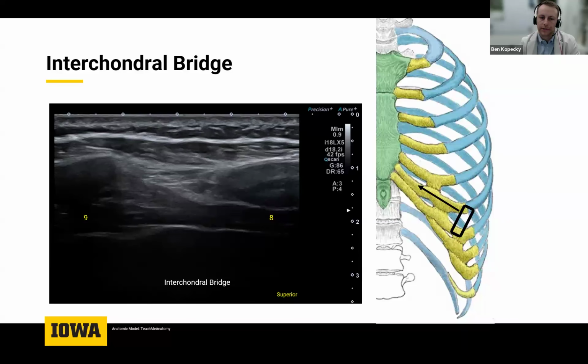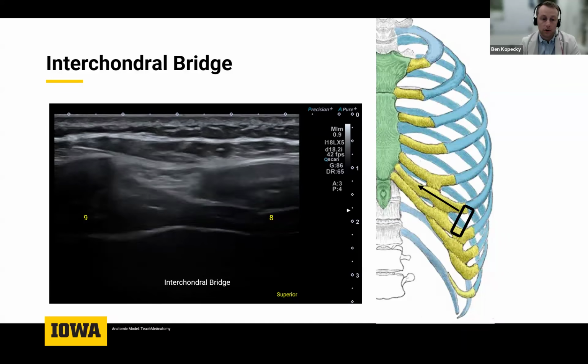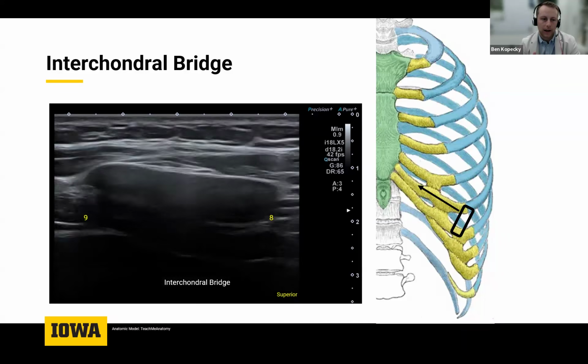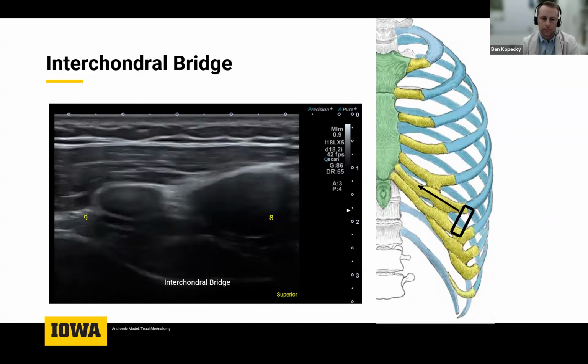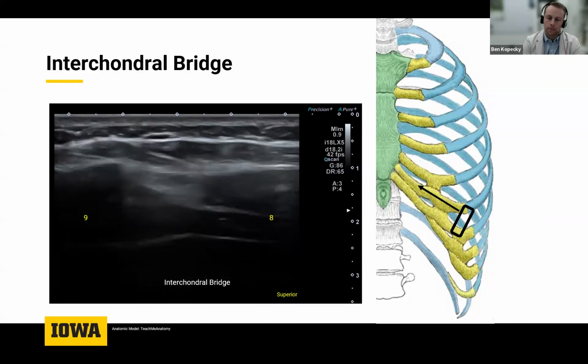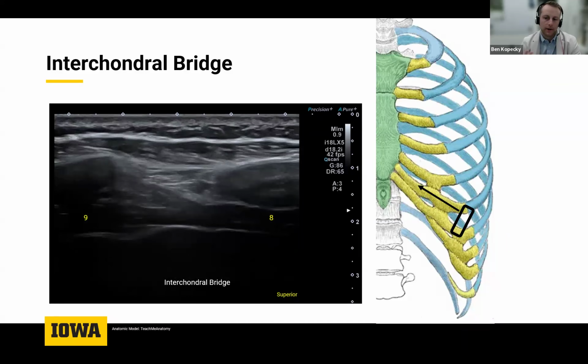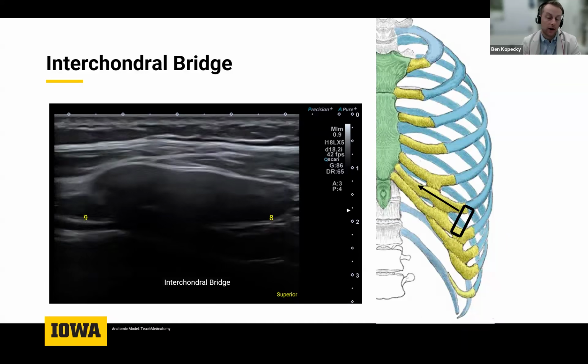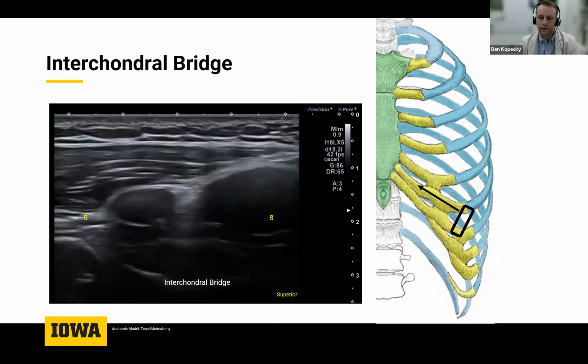I also want to call your attention to the presence of these variable interchondral bridges, because if you aren't aware that they exist, they can be quite confusing when you're doing the scan. Here we're looking at a short axis view of the costal cartilage, and as we scan medially, we'll get a long axis view of an interchondral bridge that then dissipates. And so you could imagine that if you're doing this scan and you're not aware that these exist, it could be quite confusing.